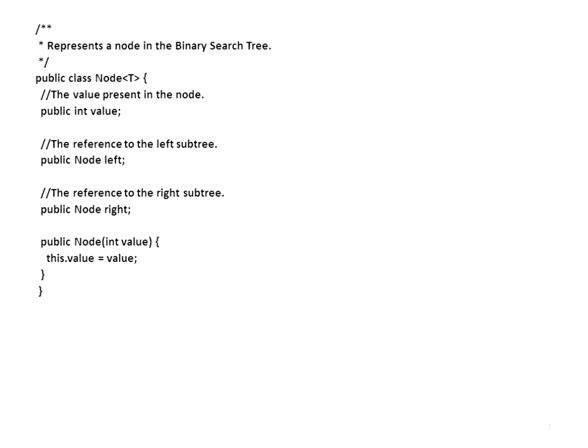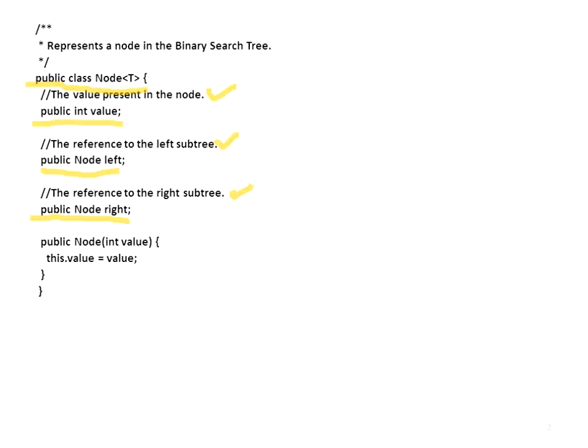So we have public class node. Here we have created a node in the binary search tree. This code, public int value, represents the value present in the node, and then public node left. So we have created a reference to the left subtree, and public node right. Here we have created a reference to the right subtree. You can see over here comments are also given accordingly.